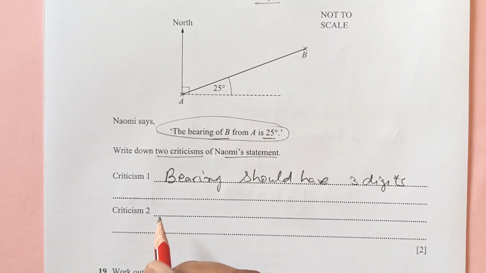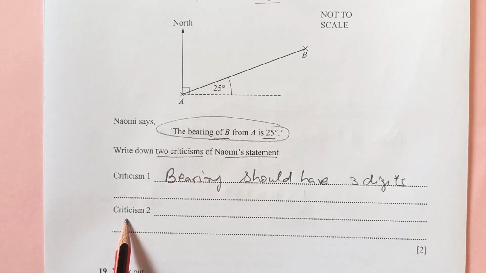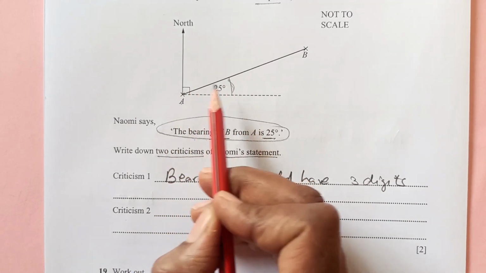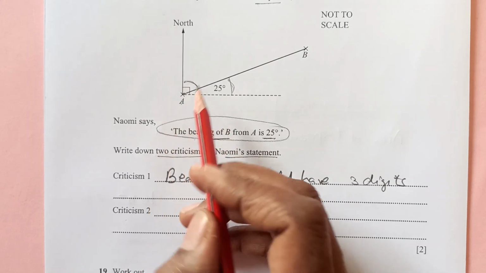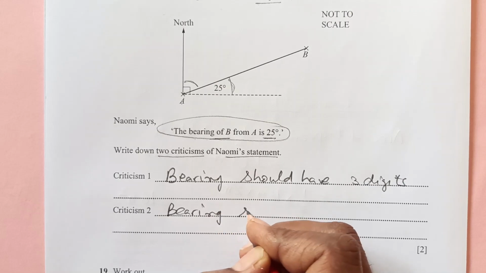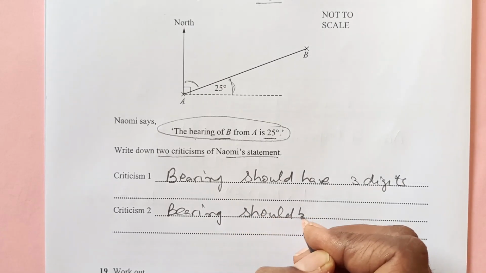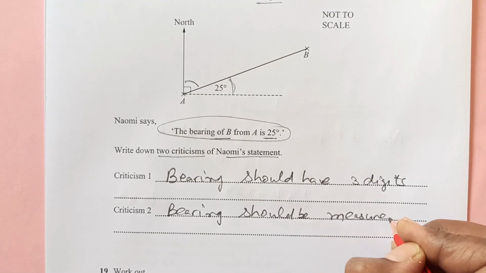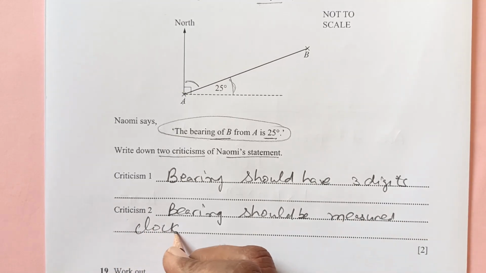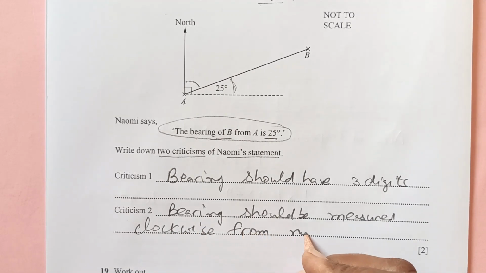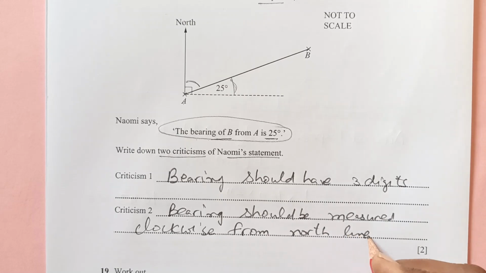to represent angle. Then criticism 2 can be bearing should be measured clockwise from the north line. So he has measured here, but it should be from here, from the line. So we can say bearing should be, not should be, actually it must be measured clockwise from north line. Right?